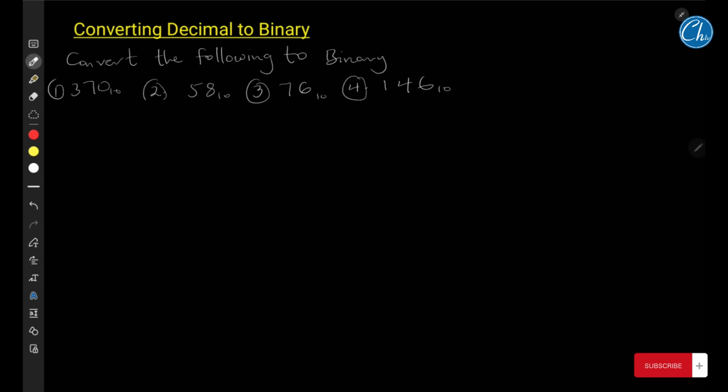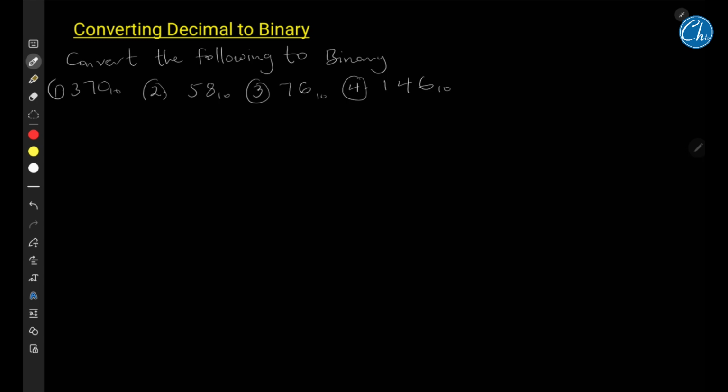Now base 2 uses 2 number system, just 0 and 1. Base 2, also known as binary, uses number system known as binary digits. Let's learn how to convert decimals to binary.